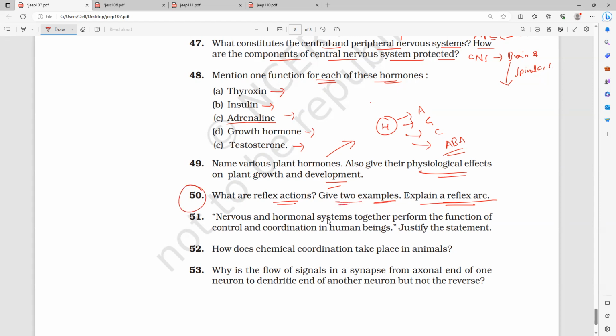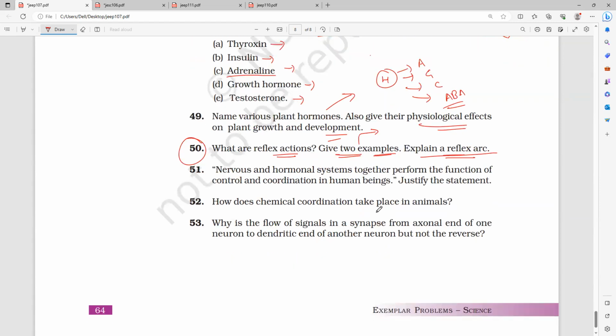So here write two examples. Not just two, you can write three or four also. Watering of mouth at the sight of tasty food, and withdrawal of foot when it touches hot objects. Clear, everybody? All of you?